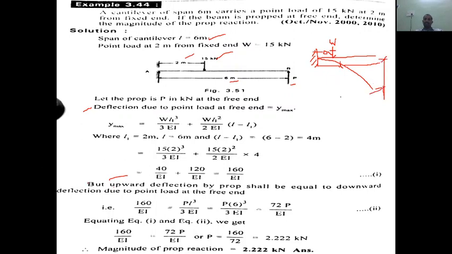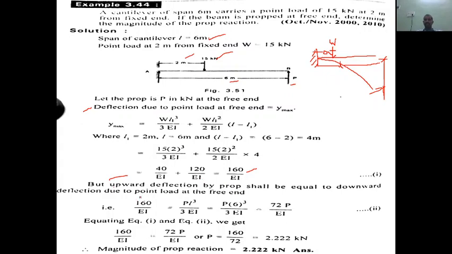Its value is WA cube by 3EI plus WA square by 2EI into L minus A. Here you can substitute A value as 2 meters and L value as 6 meters. L minus A is 6 minus 2, which is 4, and you can simplify, it will be around 160 by EI. This is the downward deflection due to the point load.